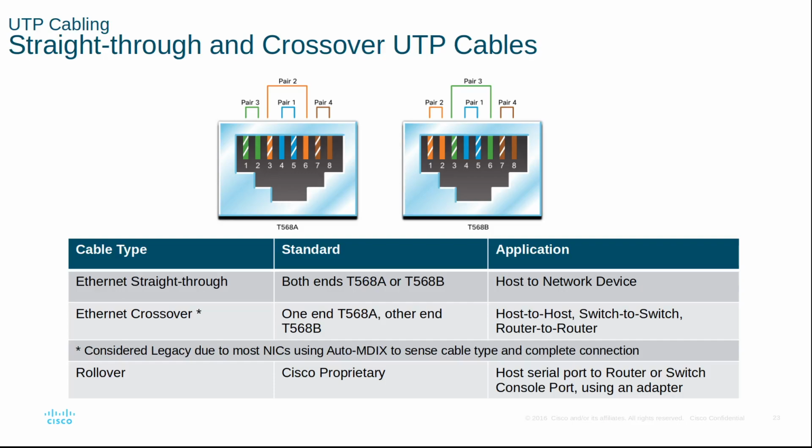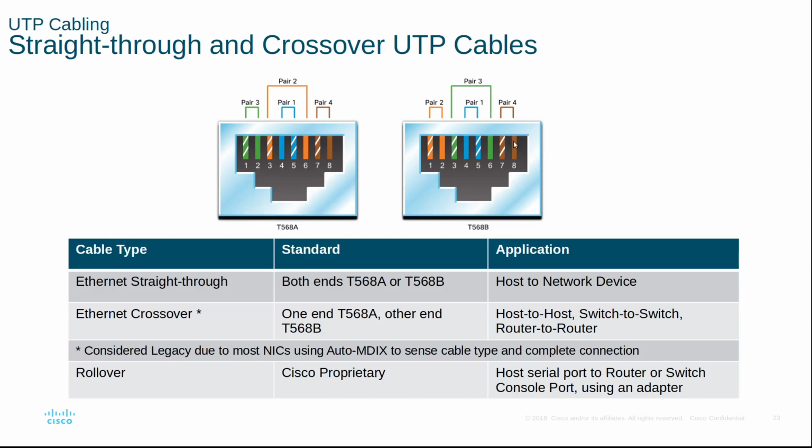Technically, you're supposed to use a straight through cable when you're connecting two devices of different types, like a switch and a router, and a crossover cable when you're connecting two devices of the same type. We don't do that anymore. They're legacy, because most NICs now use auto MDIX. So they'll sense the cable type and complete the connection regardless of which type of cable you use. So it doesn't matter, we just use straight through across the board. With crossover, one end is wired to one standard and the other end is wired to the other standard.